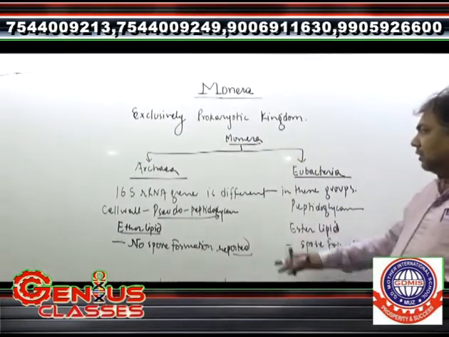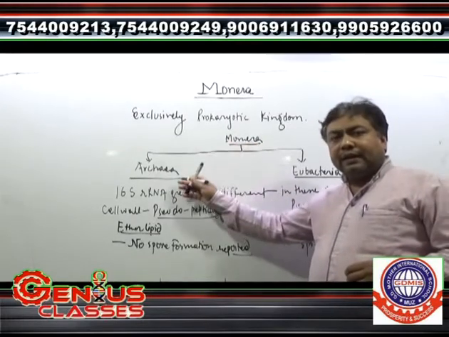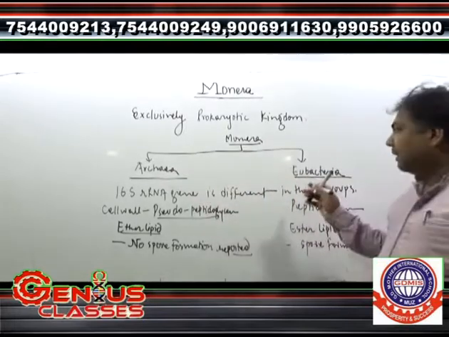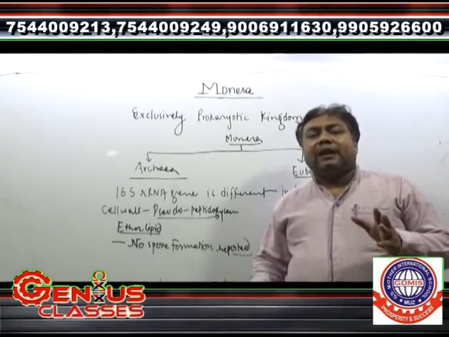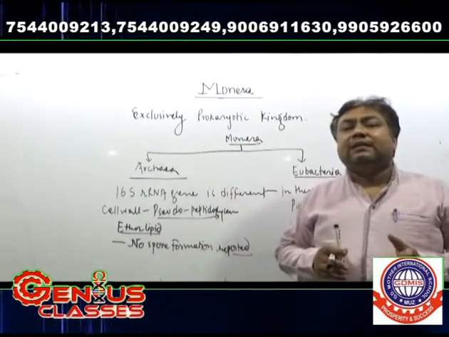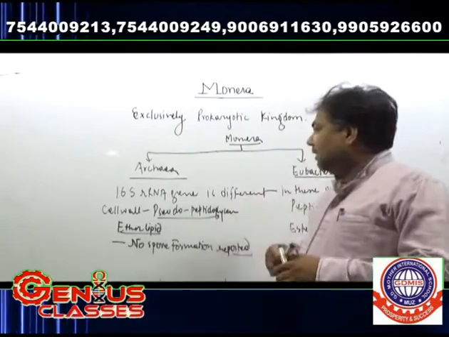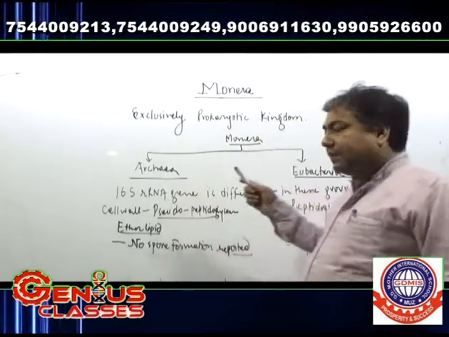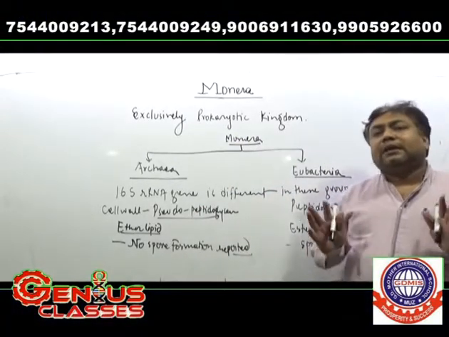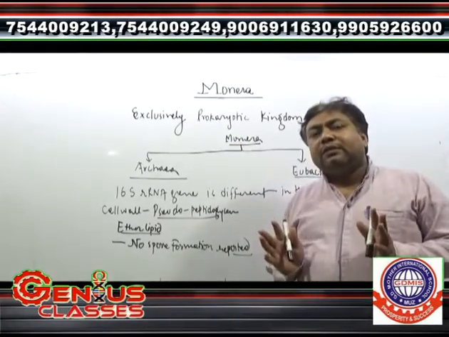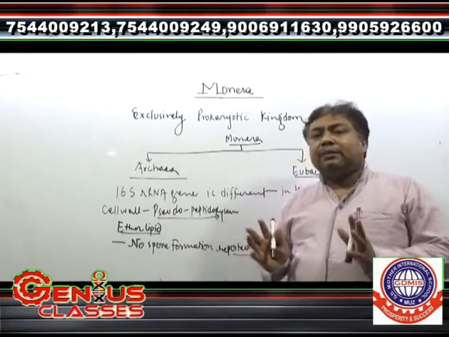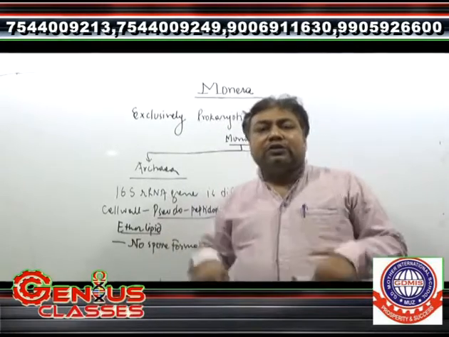So, kingdom Monera has two phyla, Archaea and Eubacteria. Otherwise, these are not phyla, these are organized as sub-kingdoms. Archaea is a sub-kingdom and Eubacteria is a sub-kingdom under the 5 kingdom classification, in which Monera is a kingdom and these two are sub-kingdoms.